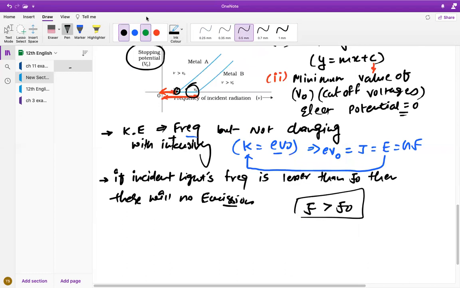Now some of the observations: metal by metal, we said that the rate of photon emission or electron emission will change.